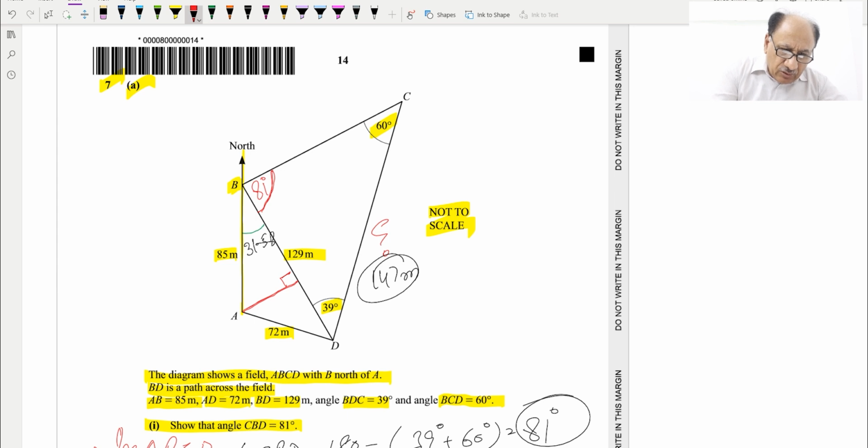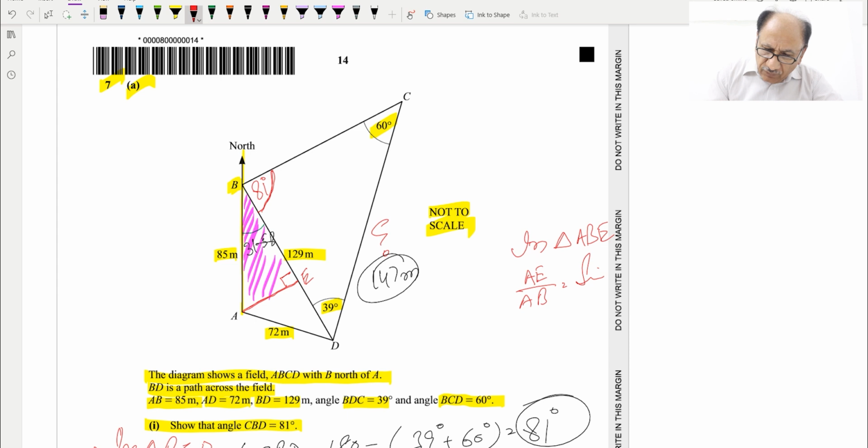So we can consider now this triangle, and in this triangle we can take this point as E. So in triangle ABE, we need AE, so AE over AB will be equal to sine of 31.58. AE we need to find, and AE is equal to 85 sine of 31.58.